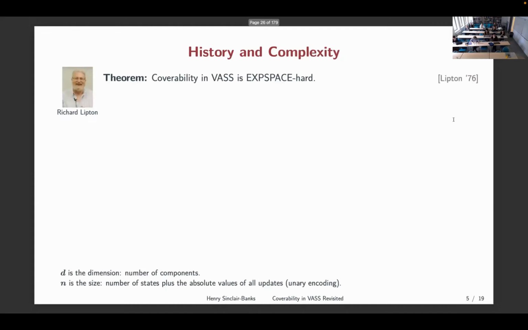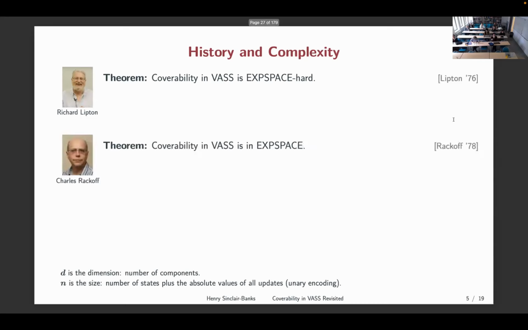And so with these two, we can start to study the complexity. The first, from 1976, is the lower bound from Lipton, which says that coverability is exponential space-hard. And then 2 years later, Rackoff goes, oh, actually, coverability is in exponential space. And so you might be already falling asleep, going, oh, we're done, this problem's exponential space complete. What's the point?